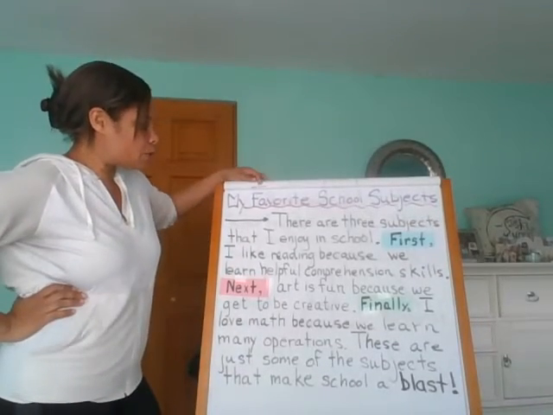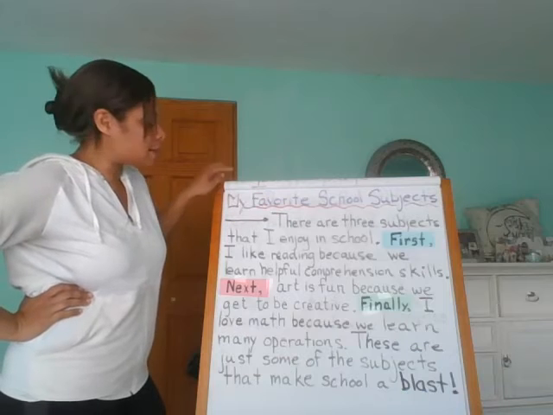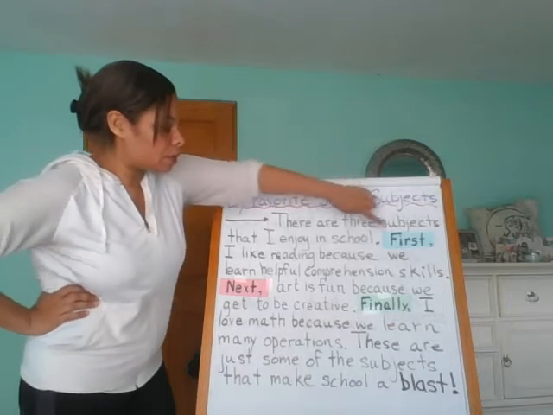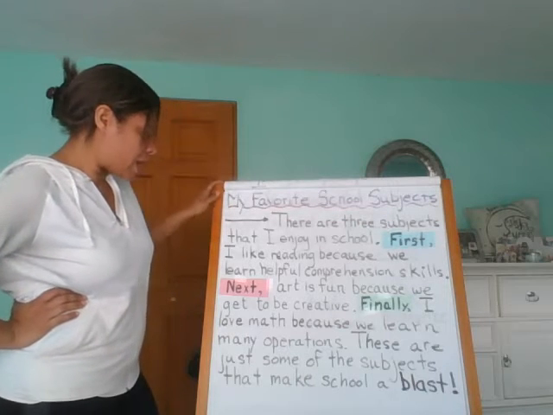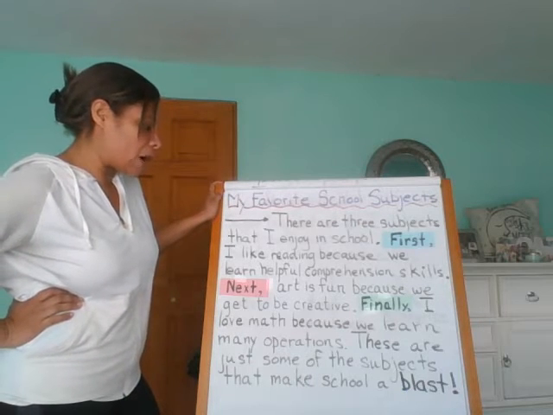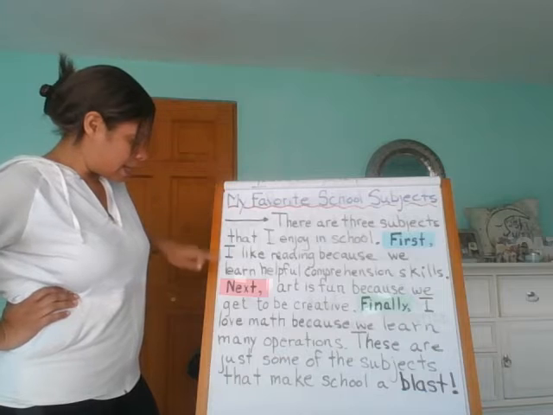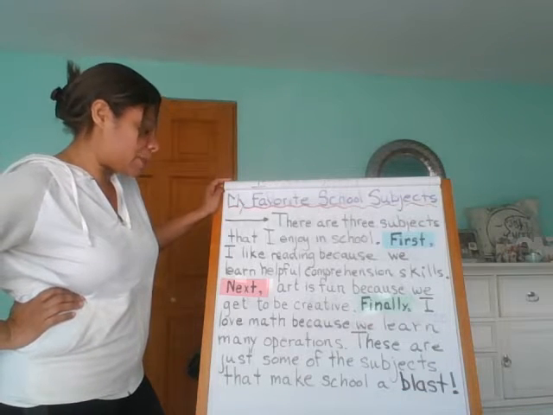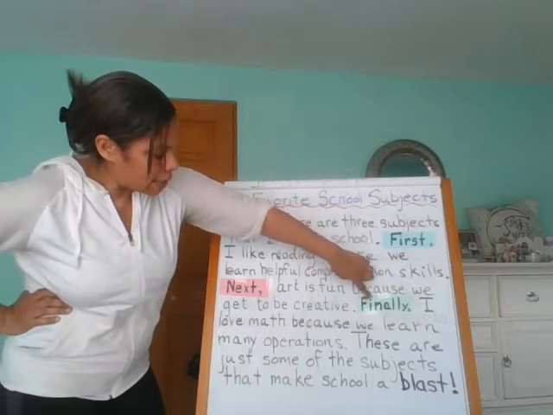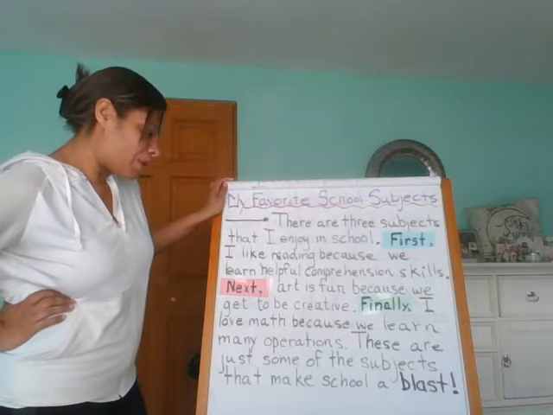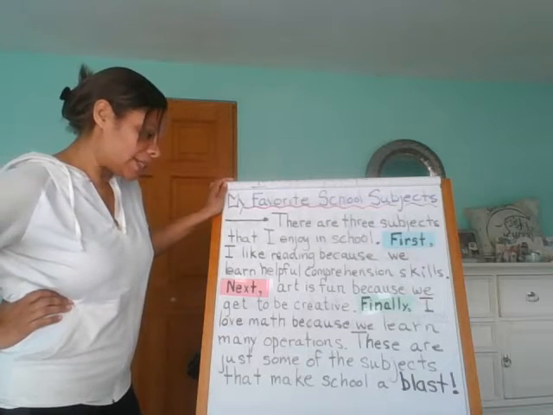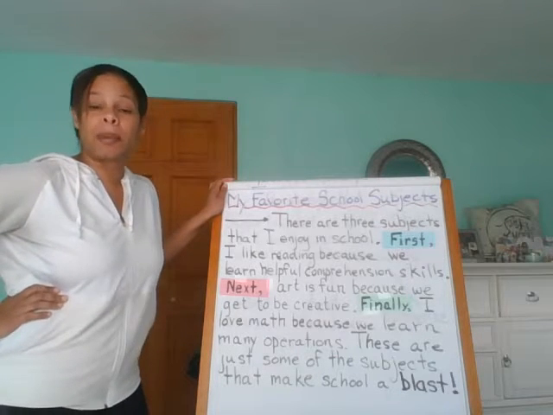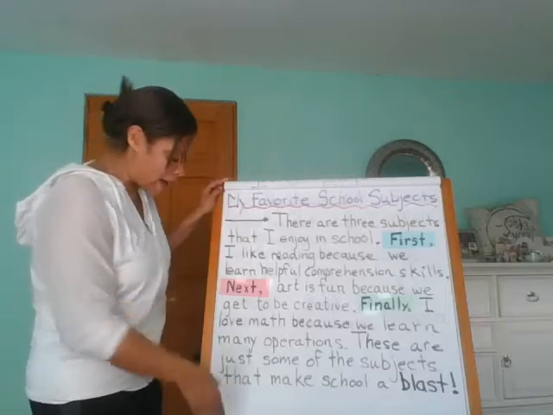So, I'm going to reread to you our first paragraph just to refresh your memory. My favorite school subjects. Make sure you always indent. There are 3 subjects that I enjoy in school. First, our transition word. I like reading because we learn helpful comprehension skills. Next, another transition word. Art is fun because we get to be creative. Finally, I love math because we learn many operations. These are just some of the subjects that make school a blast. So this was our first paragraph.